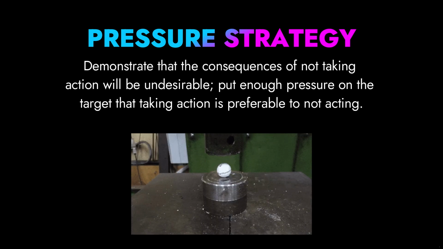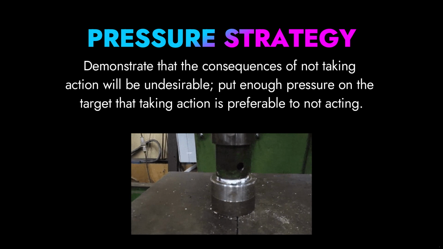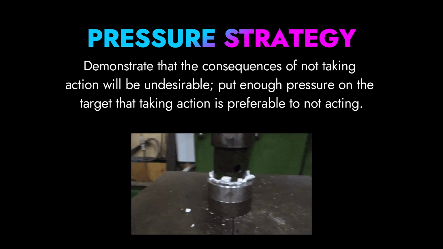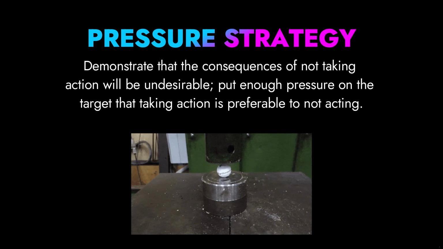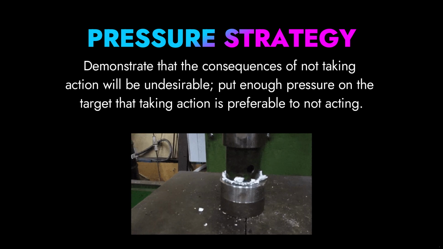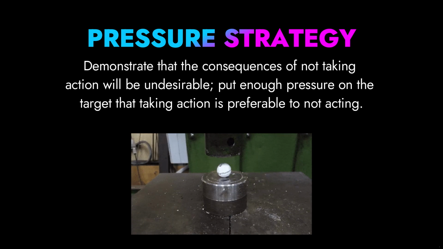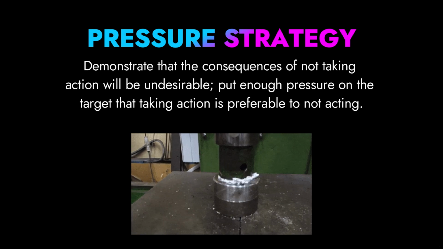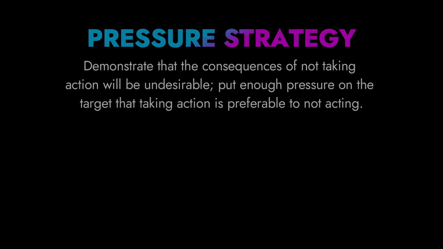For example, if they don't take action, they'll lose too many votes, they'll lose an election or lose money, their reputation will be hurt or ruined, or there will be so much disruption that business as usual can't continue. So, with a pressure strategy, you try to change the equation for the target so that suddenly accepting the demand of your campaign seems better than the alternative.